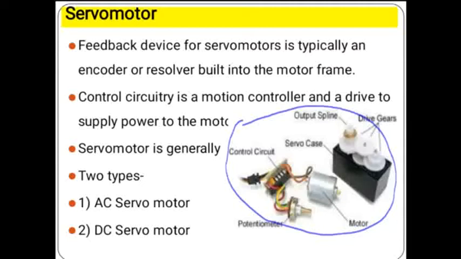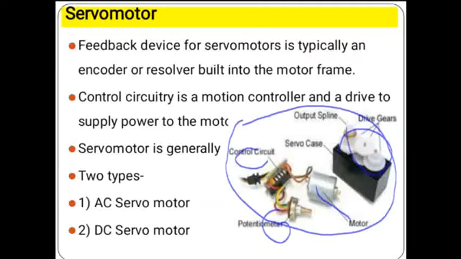There is a servo motor, there are gears, these are the control circuitry, and this is the potentiometer. So these are the whole parts. The combination of these whole parts is known as a servo mechanism.